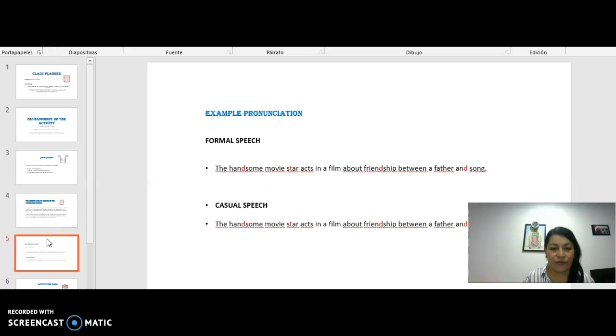Example pronunciation. Formal speech: The handsome movie star hands in a file with friends between a father and son. Casual speech: The handsome movie star hands in a file with friendship between a father and son.